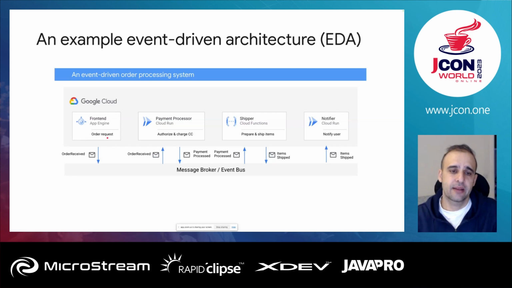So maybe you have a front end getting the orders. This is typically a web application running on App Engine on Google Cloud. Then maybe you have a payment processor service, running on Cloud Run, which is a container service on Google Cloud. Then maybe you have a shipper that deals with shipping, and it's a cloud function because it's simple enough that you can just do it in a function. And then maybe you have a notification service where you notify the user about the progress of the order.